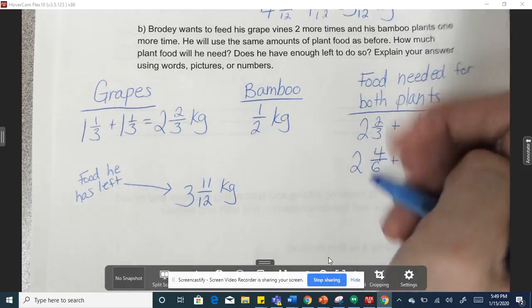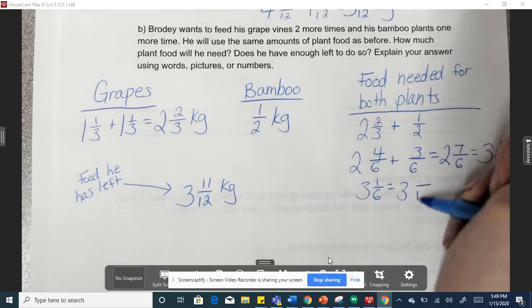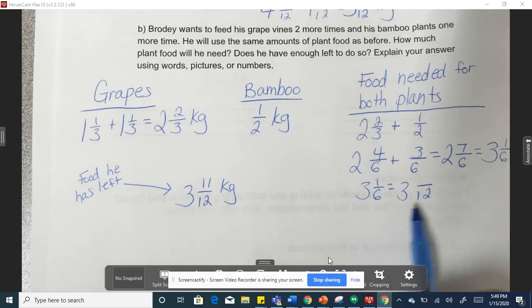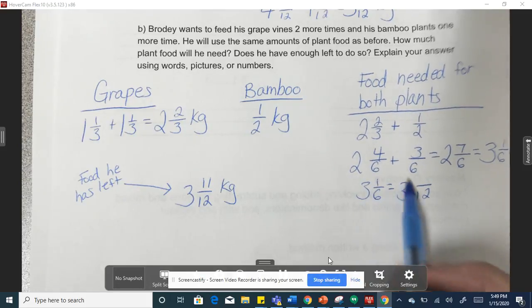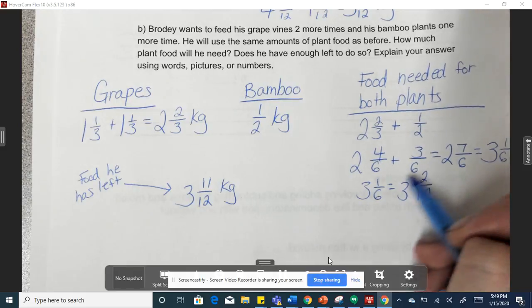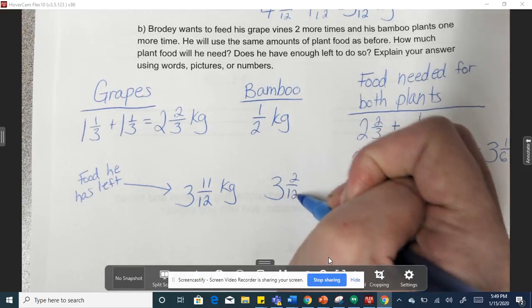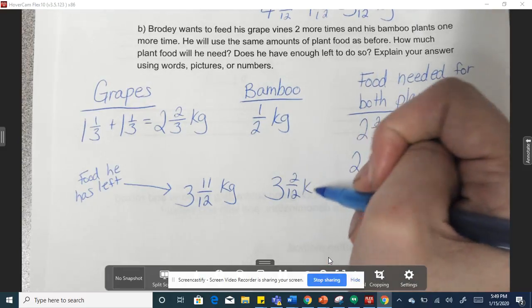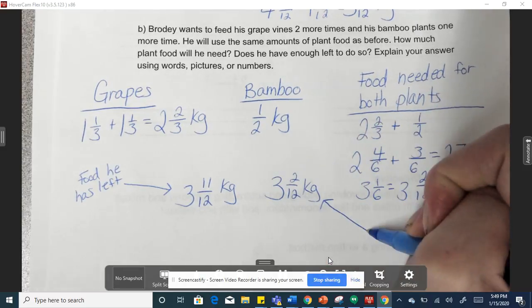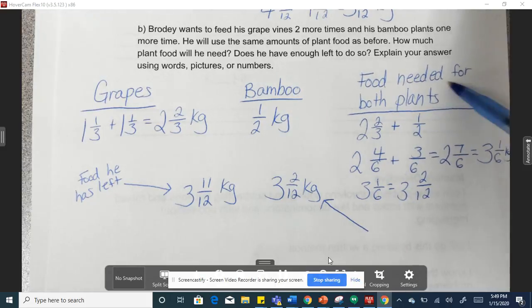This is in 12, so let's rewrite this using 12s. I know 6 times 2 equals 12, so 1 times 2 is 2. So we're going to really be comparing it to 3 2/12. And this is how much food he needs, because we just got it from here with how much food he needs.